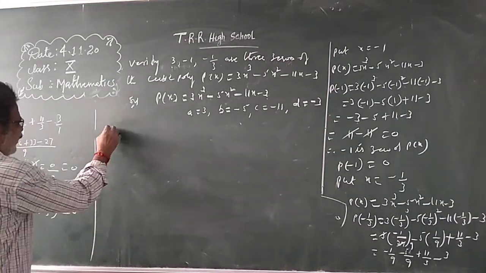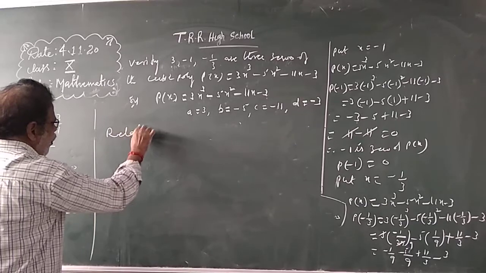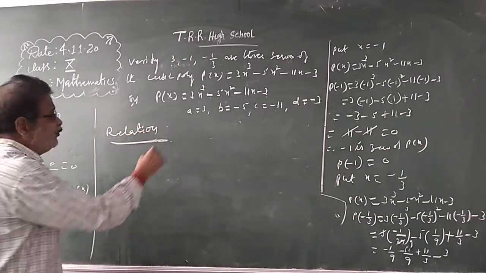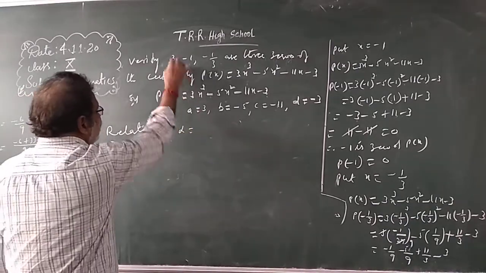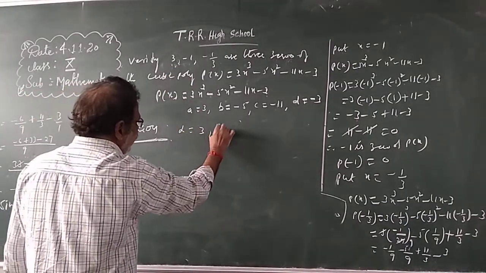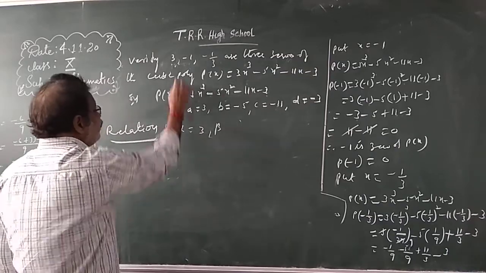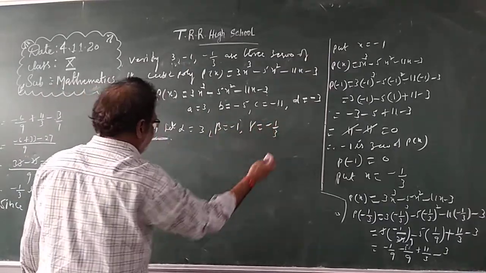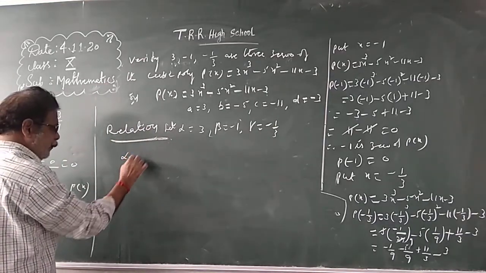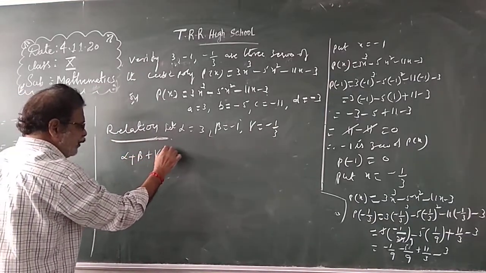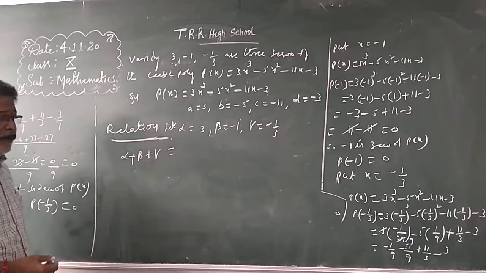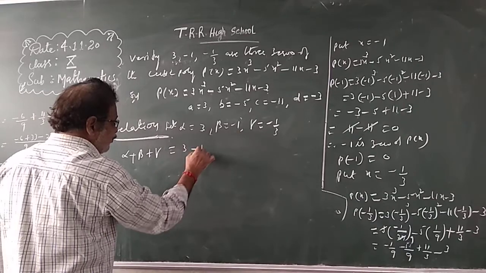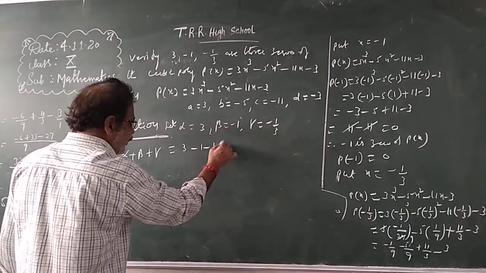We are verifying the relation. What are the three zeros? Let alpha equal to 3, beta equal to minus 1, gamma equal to minus 1 by 3. Sum of the zeros, alpha plus beta plus gamma. Alpha how much? 3. Beta how much? Minus 1. Gamma is how much? Minus 1 by 3.